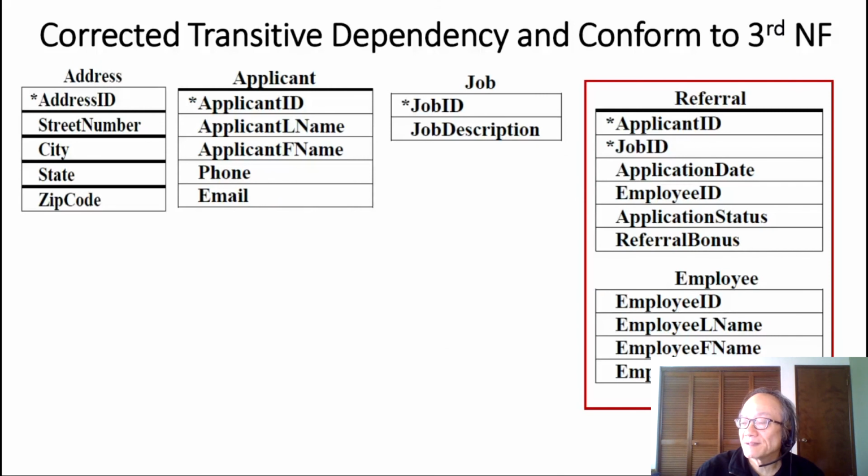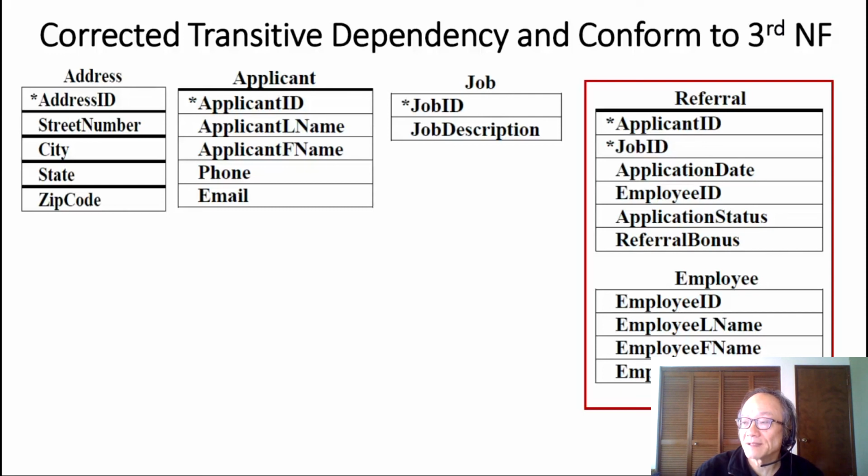We corrected the transitive dependency by creating a new entity, employee. This design conforms to the third normal form. And we also need to go back to the very beginning of the normalization process, and we need to confirm this design conforms to the first, the second, and the third normal forms.